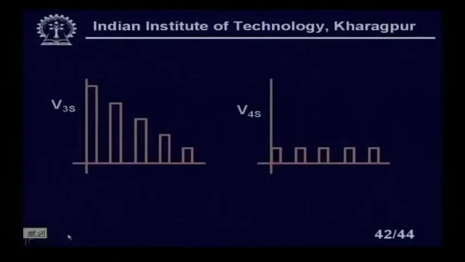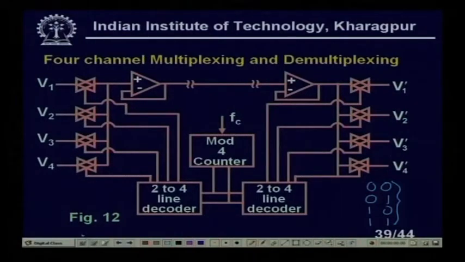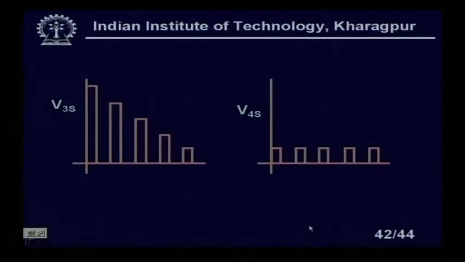So I can use a simple RC low pass filter at the output of the multiplexer. At this point I can use capacitors also, which will reduce the high frequency components. So I will get signals very similar to the input signals I have given, V 1, V 2, V 3, V 4, clear. So this is the advantage of multiplexing. If I pass this signal through a low pass filter, obviously I will get the original signal.